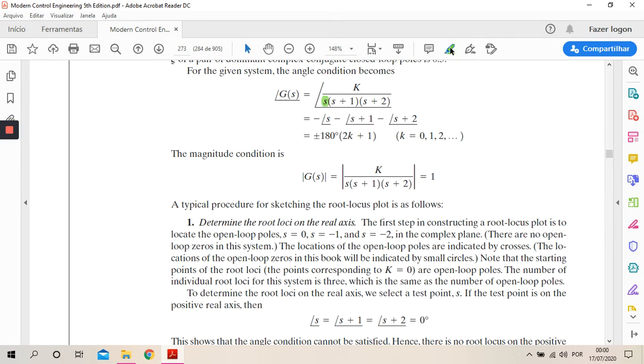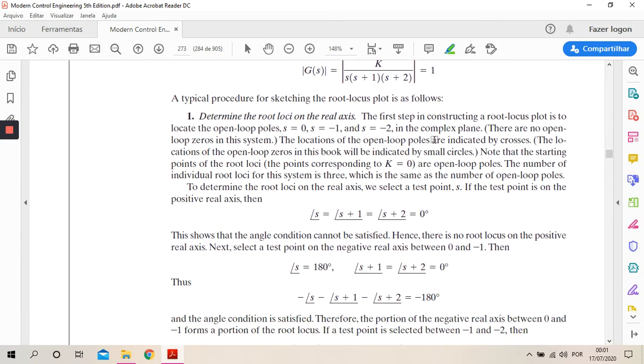And for this part here, s plus 1, a 0 would be negative 1, because negative 1 plus positive 1 is 0, and then we have another pole. And for this part here, s plus 2, to have a 0 there, we need to have a negative 2, because negative 2 plus 2 is equal to 0. Then we have justified the reason the book said that the poles are s equal to 0, s equal to negative 1, and s equal to negative 2.